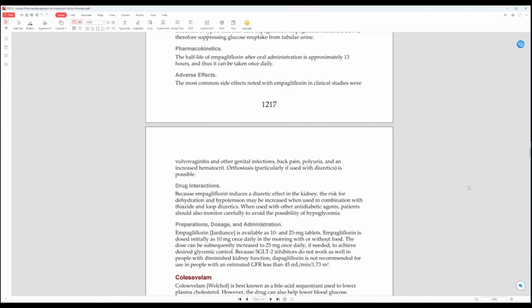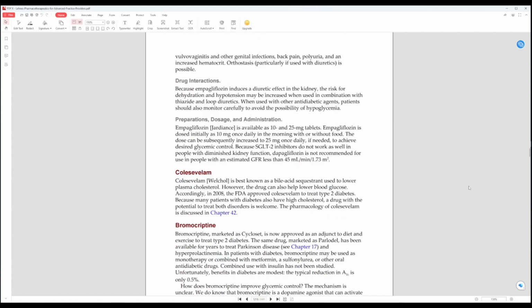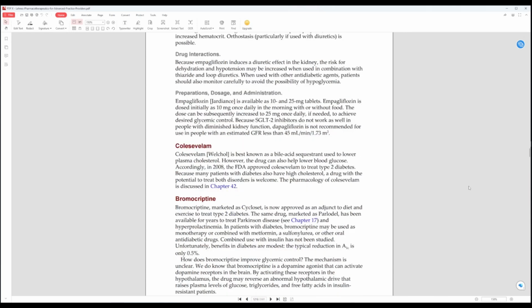The most common side effects of Jardiance in clinical studies were vulvovaginitis and other genital infections, back pain, polyuria, and also an increased hematocrit. Orthostasis, particularly if used with diuretics, is also possible. Drug interactions. Because empagliflozin, or Jardiance, induces a diuretic effect in the kidney, the risk for dehydration and hypotension may be increased when used in combination with a thiazide and loop diuretic. When used with other antidiabetic agents, patients should monitor carefully to avoid the possibility of hypoglycemia.